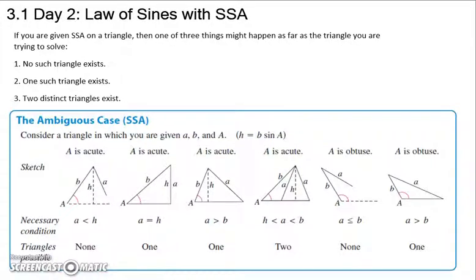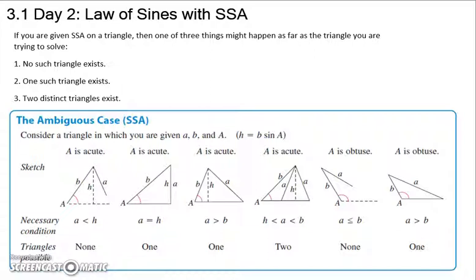Alright, in this video we're going to talk about Section 3.1, Day 2, Law of Sines with Side-Side-Angle. In the last video we looked at angle-side-angle and angle-angle-side. This time we're going to look at side-side-angle. Now if we're doing this, one of three things is going to happen as far as our triangles are concerned.